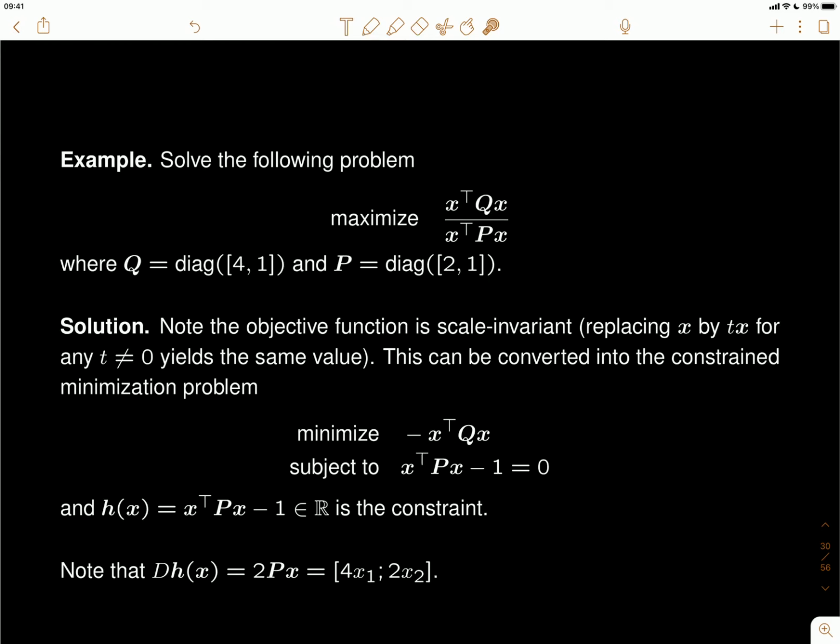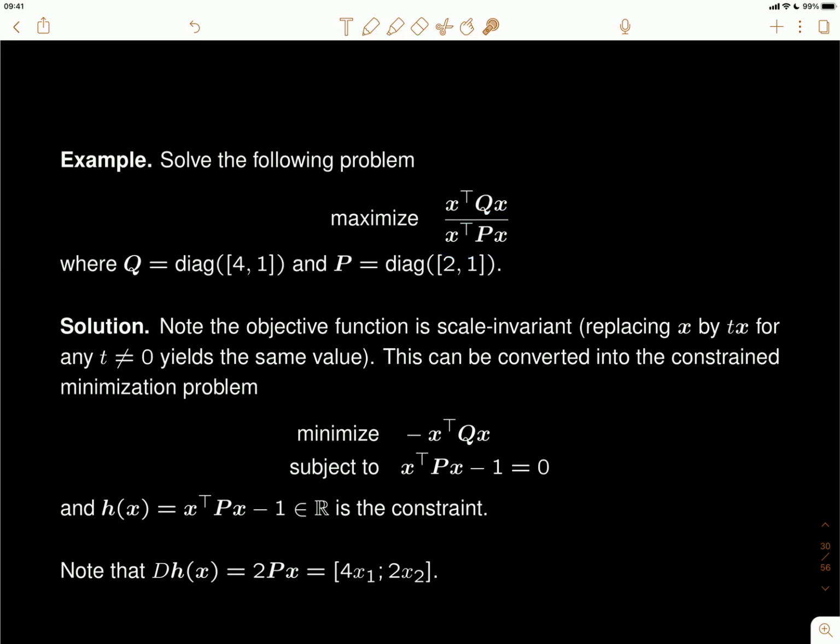Right? For example, if I multiply x by any scalar t, it doesn't change because we have a t here, but I also have t on the bottom. So as long as t is non-zero, the ratio doesn't change. So let's say that we just need to make sure that the denominator is equal to 1. We scale this x such that this is equal to 1. And let's see how we maximize the numerator.